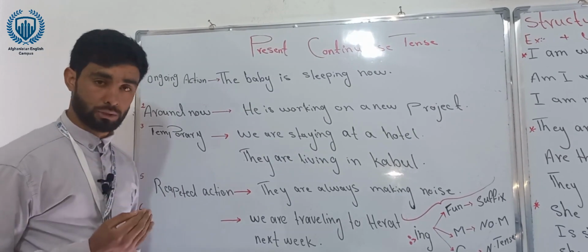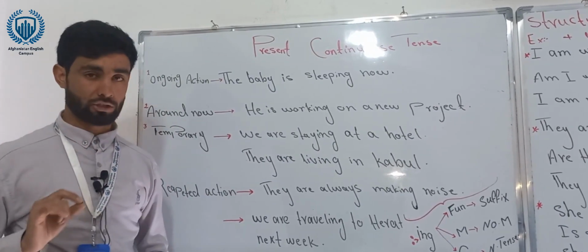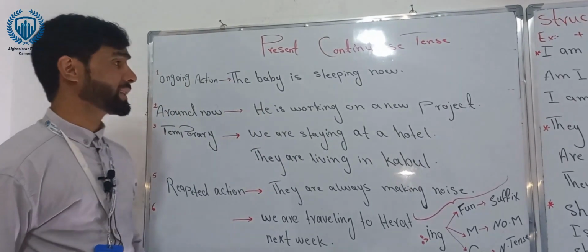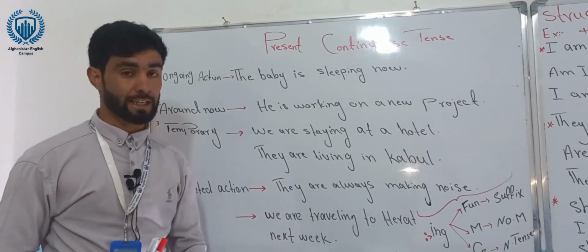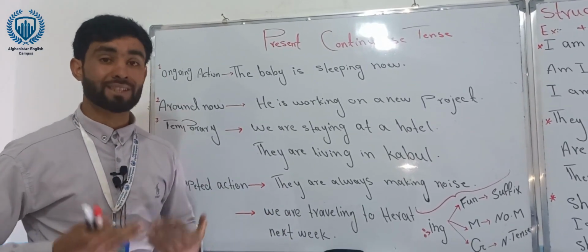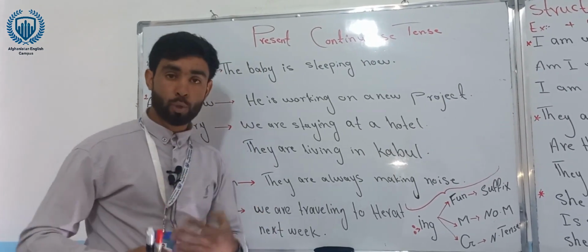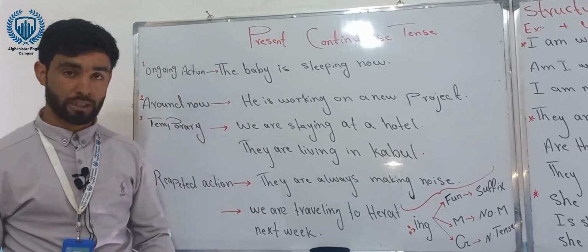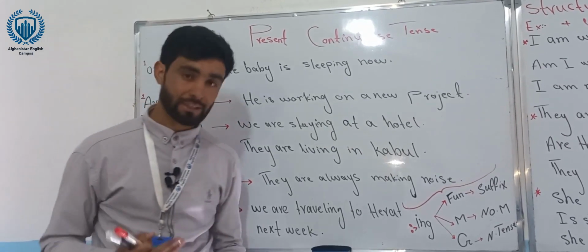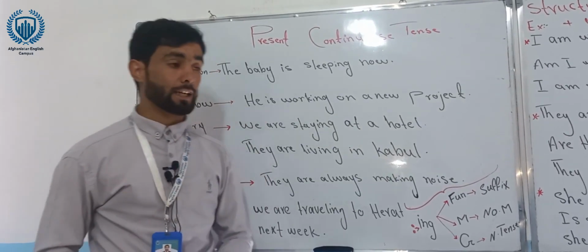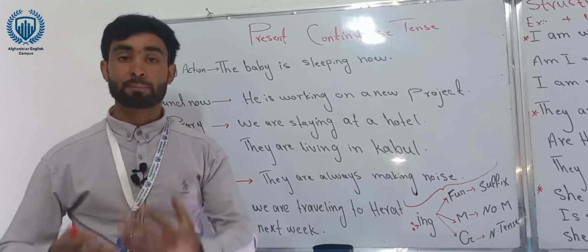The sentences I told you, those are all ongoing actions. Here is a sentence. The baby is sleeping now. It's an ongoing action. I'm walking in the class. It's an ongoing action. They're coming in the class. It's an ongoing action. The teacher is explaining the lesson.